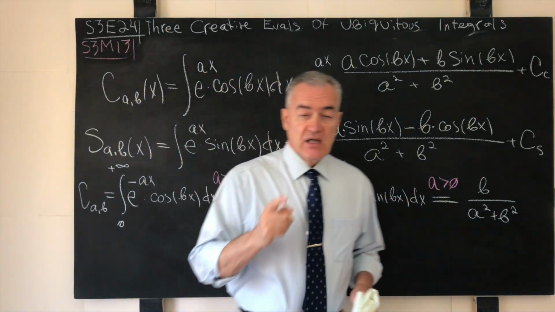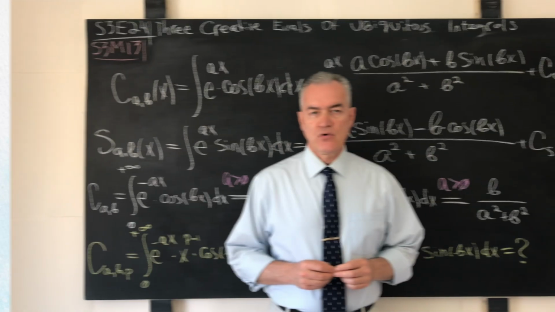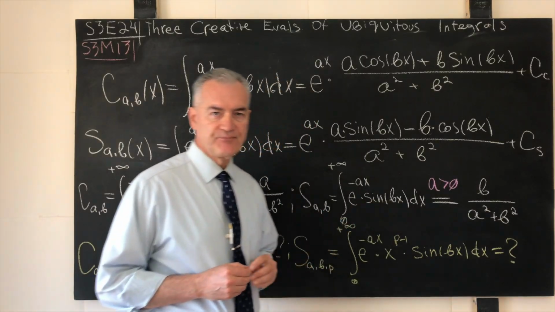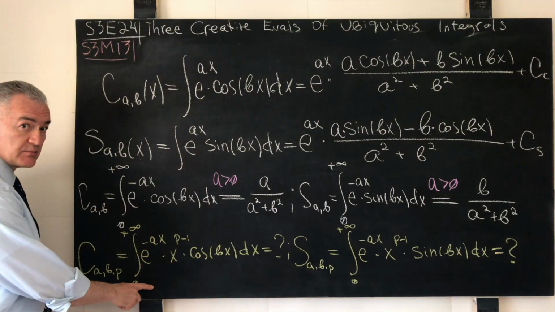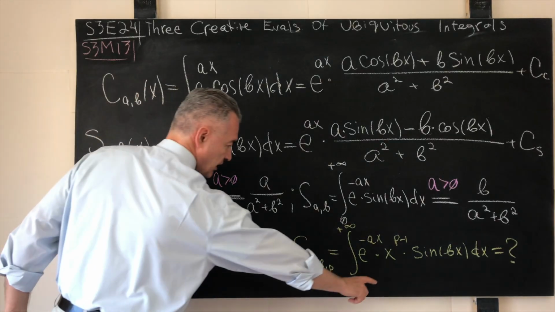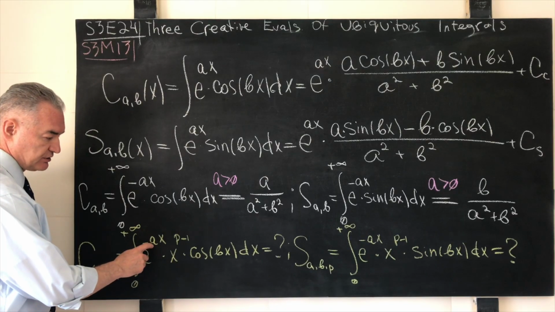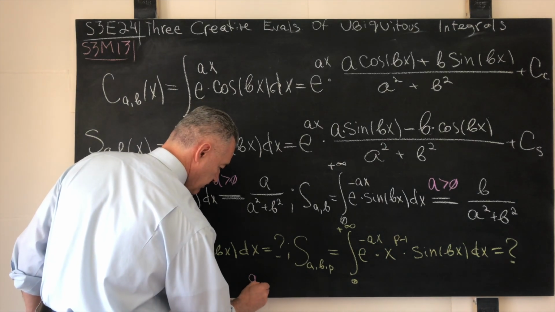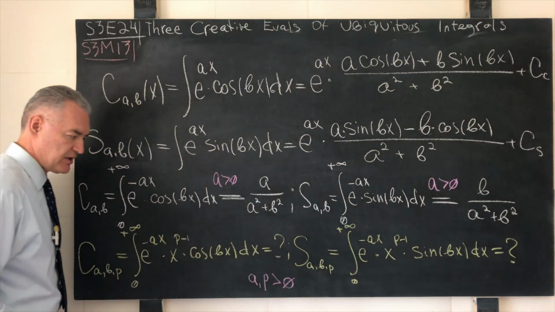But wait, this is not it. There is more. If you understood what just transpired and the mechanics of how we obtain the results for the two given indefinite integrals, then you should be able to evaluate the two integrals shown on the bottom in light green on your own, with the added constraint that not only the real number a, but the real number p in both cases, a and p both must be strictly larger than 0.